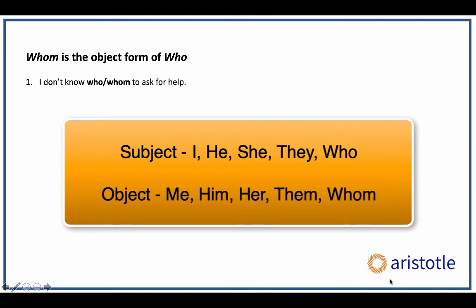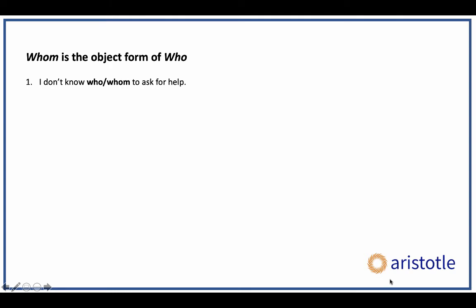So now if I ask you, I don't know who to ask for help, what will you tell me? Ask he for help or ask him for help? You will obviously tell me ask him for help. So if the answer is him, the question has to be whom, the M and M, remember. So if the answer is him, the question has to be whom.